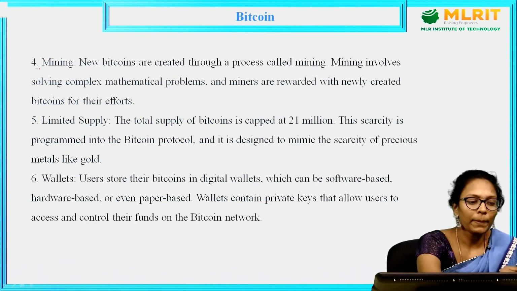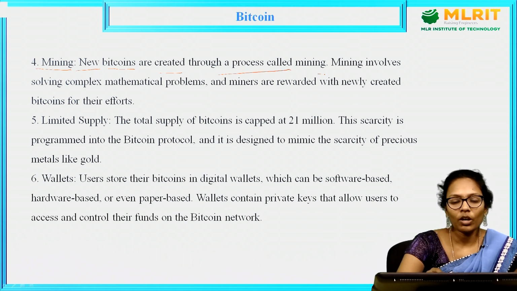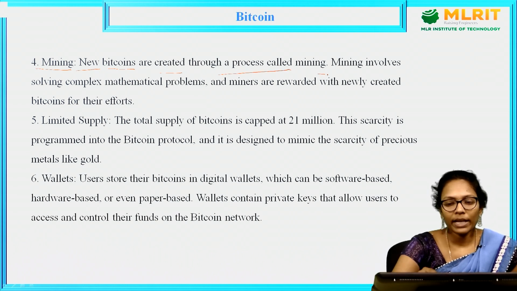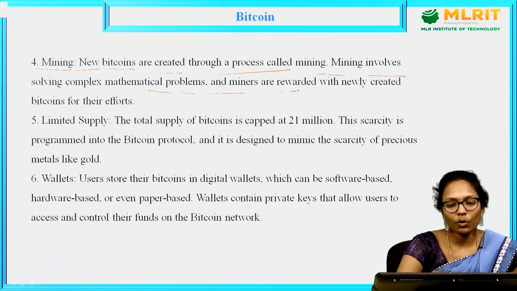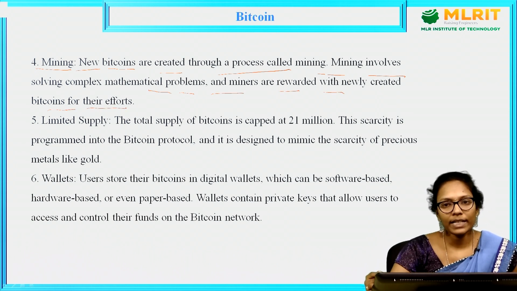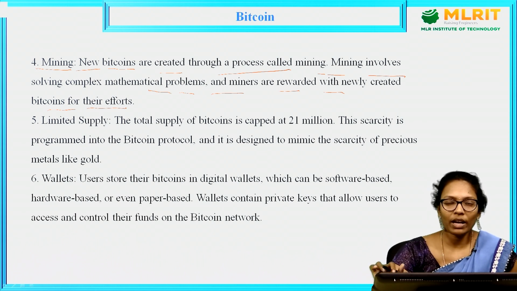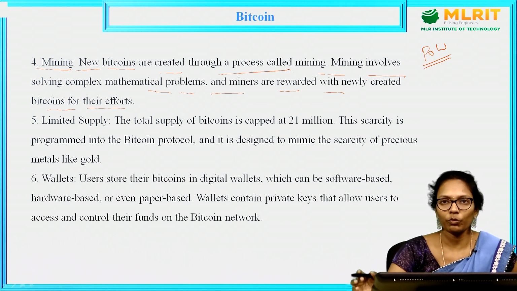And then mining. New Bitcoins are created through a process called mining. Mining involves solving complex mathematical problems, and miners are rewarded with newly created Bitcoins for their efforts. Here mining is nothing but validating a transaction. We know in blockchain we don't have any central authority to validate the transaction. Then how are we doing that? We are performing a consensus mechanism like proof of work or proof of stake.